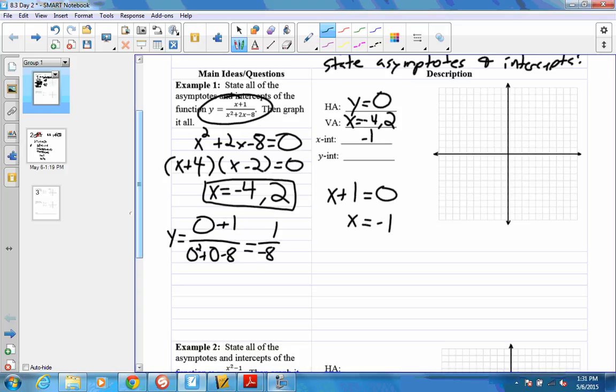So I have a y-intercept where? Negative 1. Good. So what's left? Graphing it. Get out a calculator.